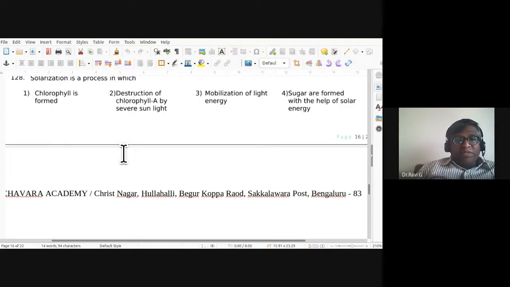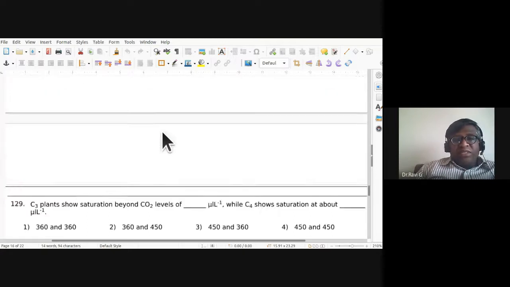Solarization is a process in which there is destruction of chlorophyll A by severe sunlight. So this is the right answer. Solarization implies destruction of chlorophyll A by severe sunlight.